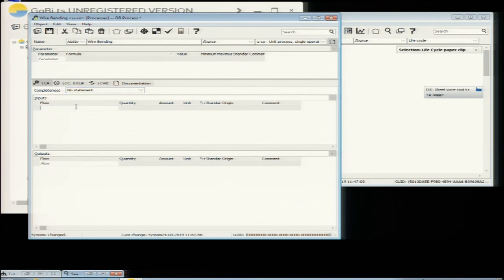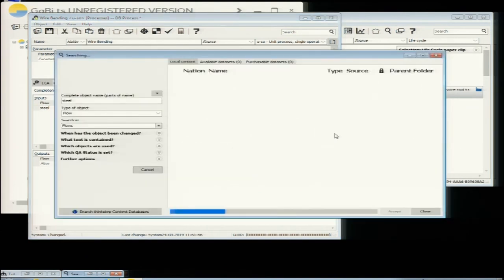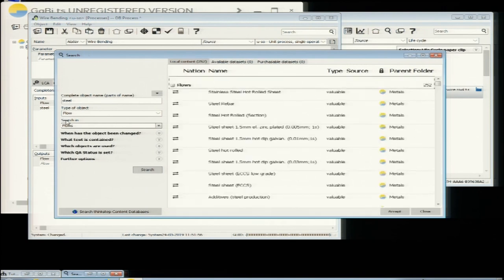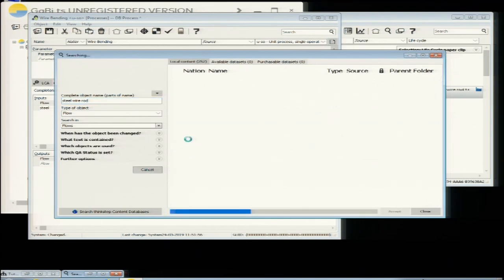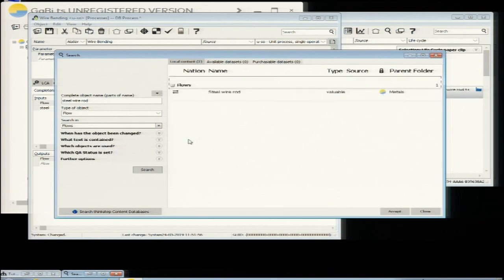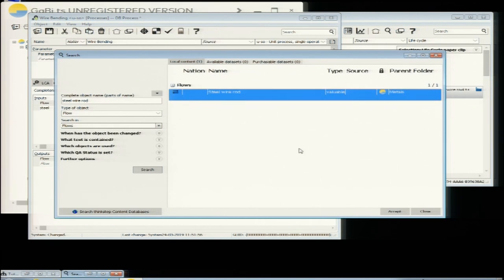So, here we need to put flows. The first flow to wire bending would be again steel wire rod. I will put steel. You can see it is the auto prediction function that is working. If I type steel, it is trying to predict what I am trying to ask here. So, if I put steel, it will show everything that has the word steel here. So, this is in the flow object because we are trying to put the input flow. So, this is steel. I will put steel wire rod. So, again search steel wire rod. Yes, steel wire rod is there. We will just select this and accept.